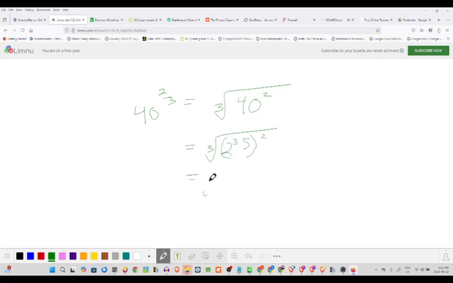So this is the cube root of 2 to the 6th, 5 squared. 6 is a multiple of 3, or it's greater than or equal to 3. We could pull that one out right away. Divide 6 by 3, we get 2 squared. But here our exponent 2 is less than 3. That has to stay inside. So our final simplification is 4 cube root 25.